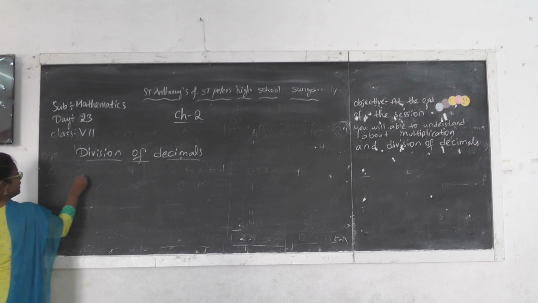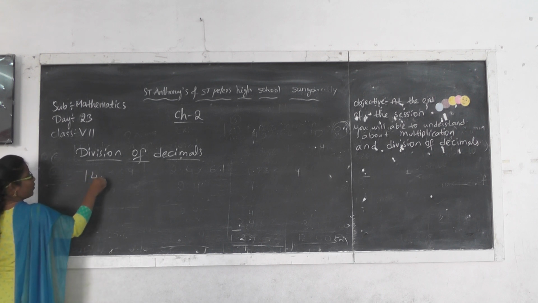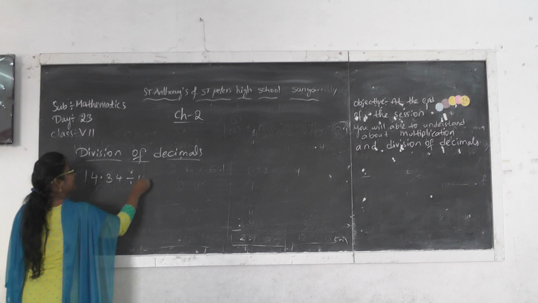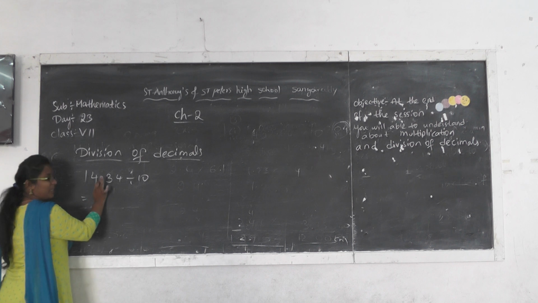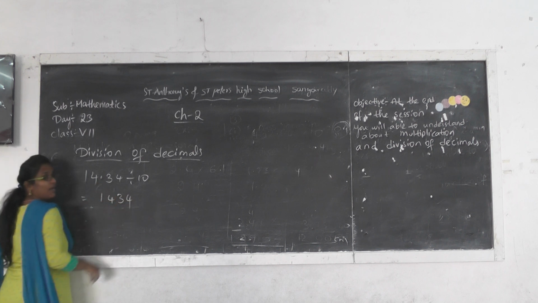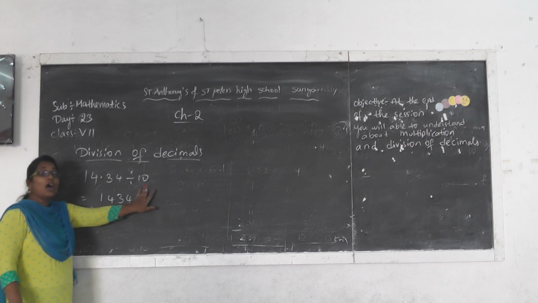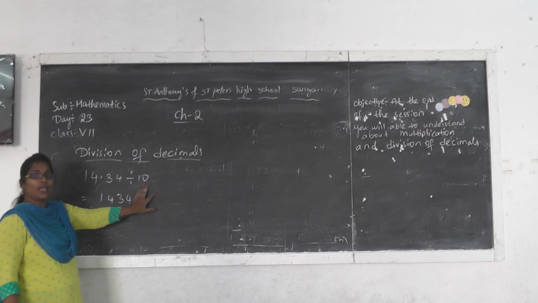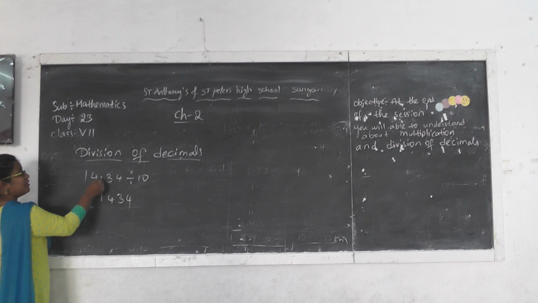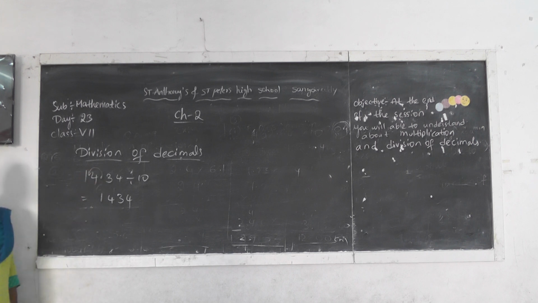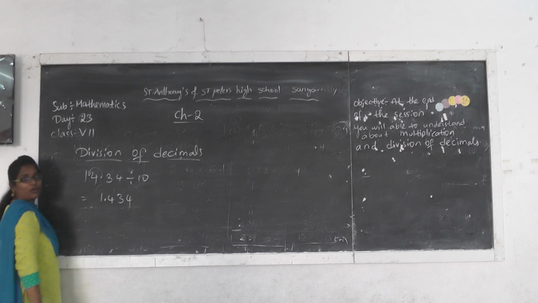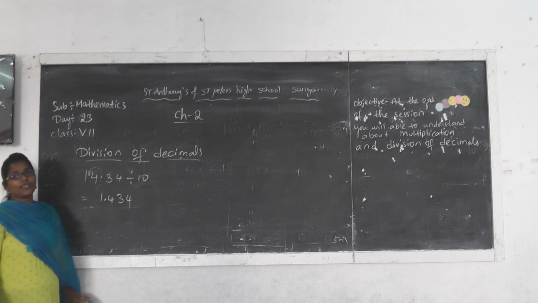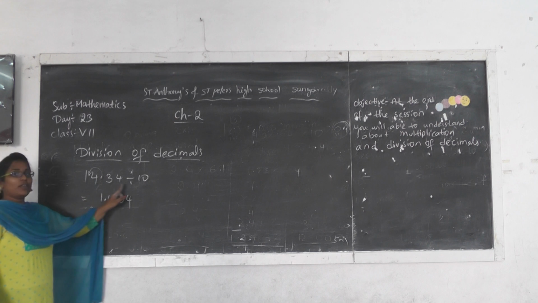Clear? So for example, let me take 14.34 should be divided by 10. First what we have to do, write the total number by removing the point. Afterwards, observe how many zeros were there. How many zeros were there? Only 1 zero. So one step we should come towards the backward direction, the left side. Actually the point is after 4, so it should come before 4. So 1.434 is the answer for 14.34 divided by 10.